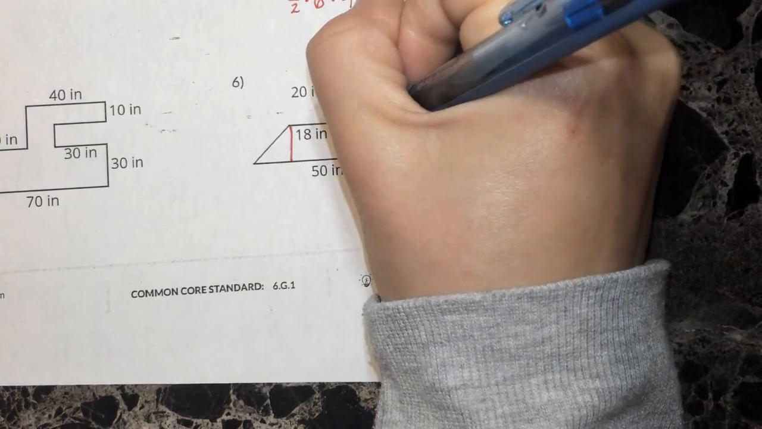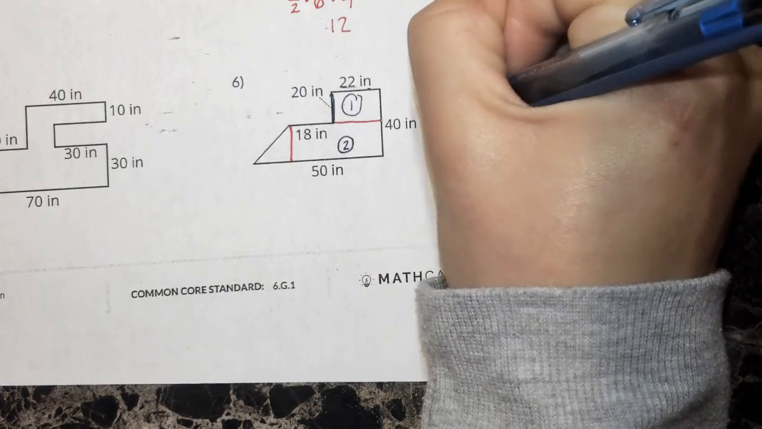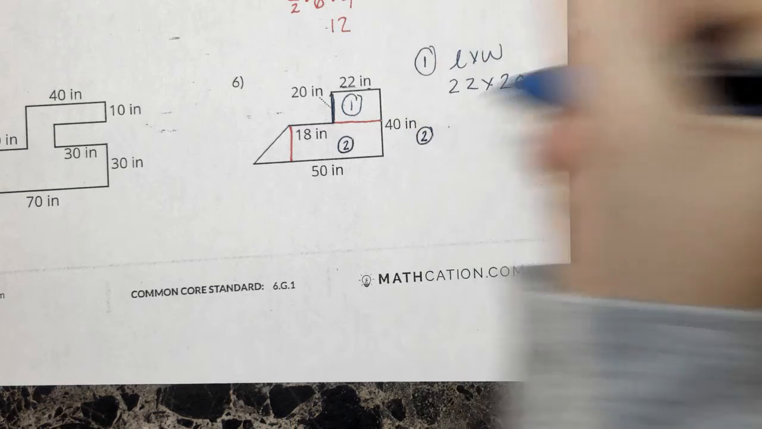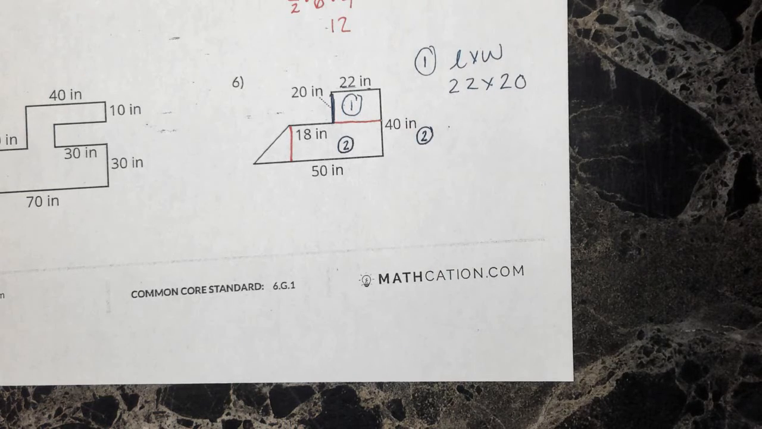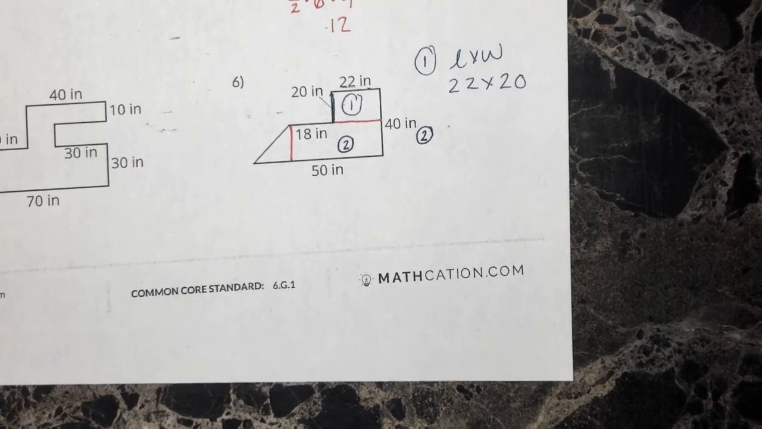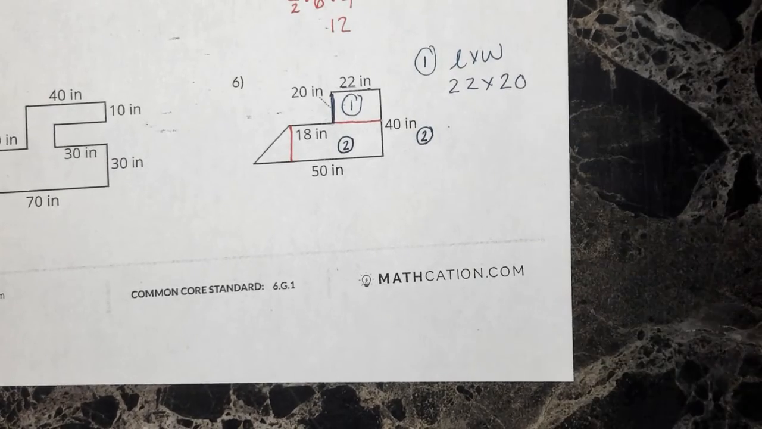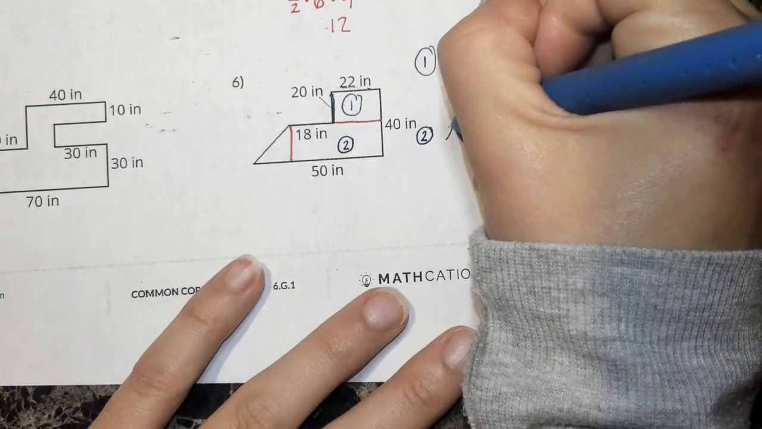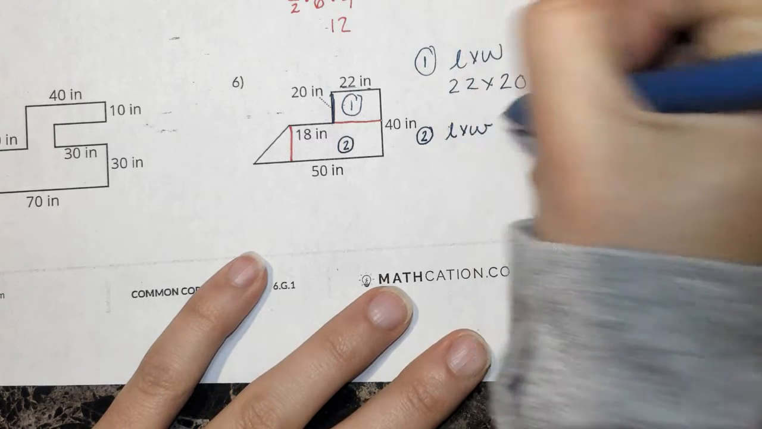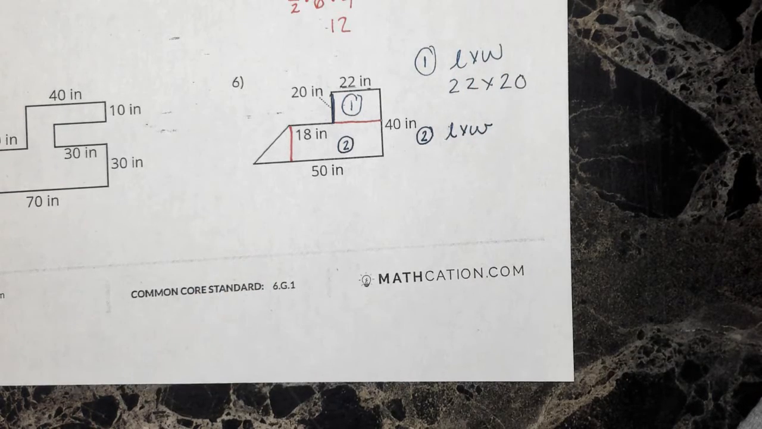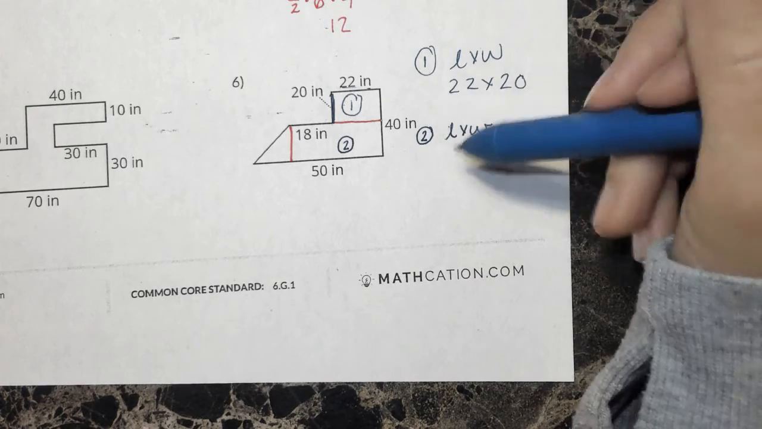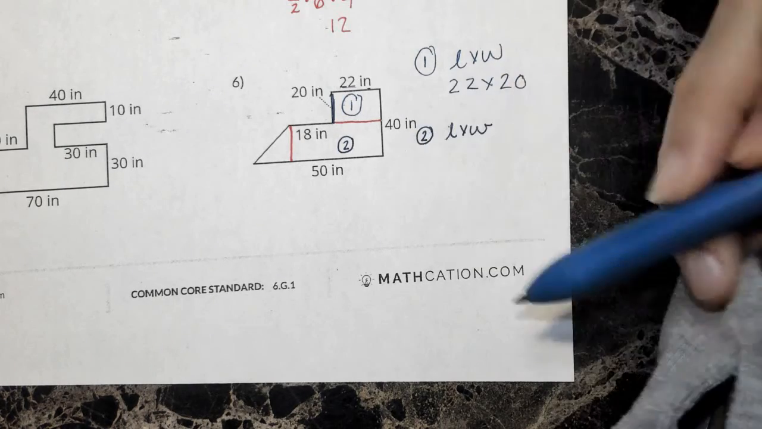For number 2, okay, for number 2, it's a rectangle, so when you multiply it, you're going to do a length times a width. Now this one's a little bit more challenging. You don't know your exact value. So let's start with finding our width.